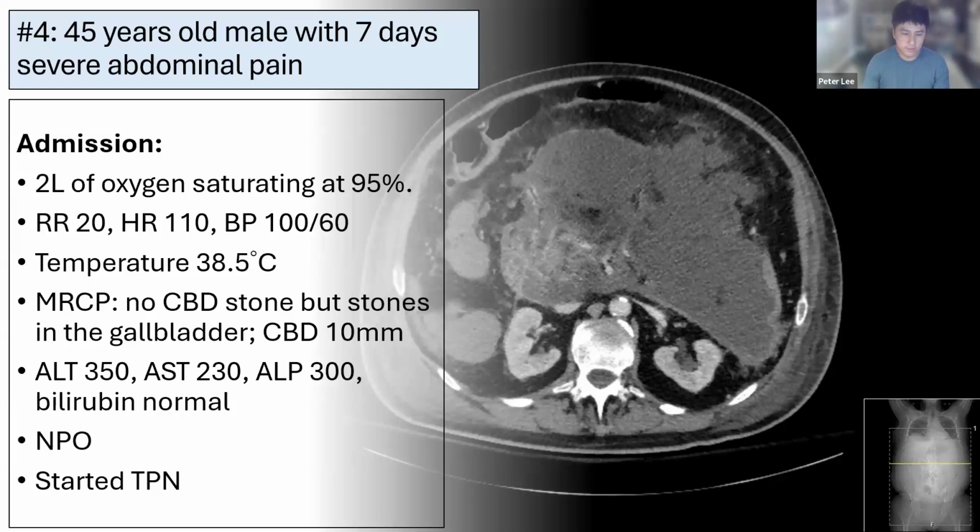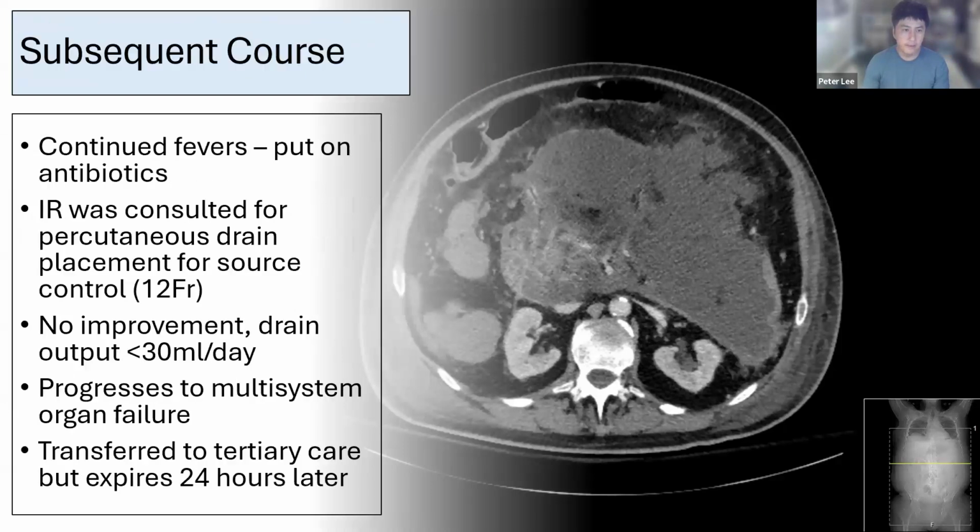Gets started on TPN after NPO. The patient doesn't get better, continues to have fevers, put on antibiotics. IR gets consulted during the first week of the admission, gets a 12 French drain placed, no improvement, drain doesn't really put out much, progresses to multi-system organ failure, and then after that gets transferred, but unfortunately rapidly decompensates and passes away.